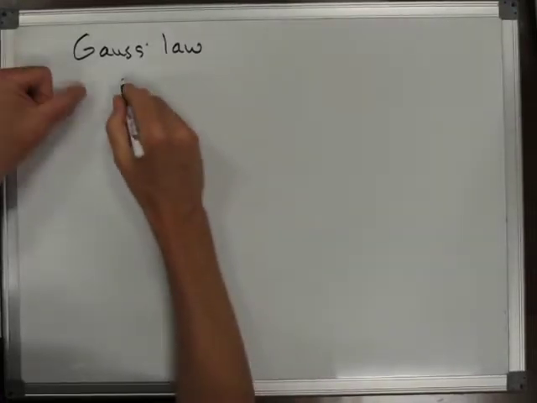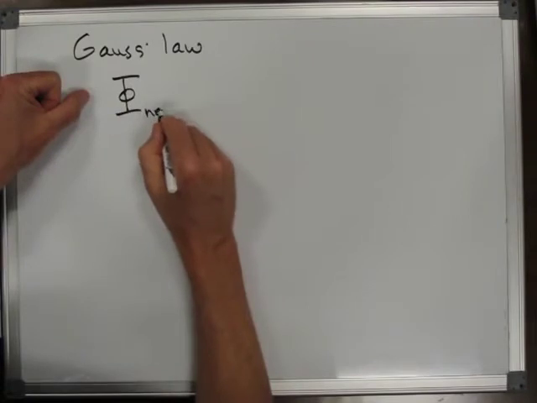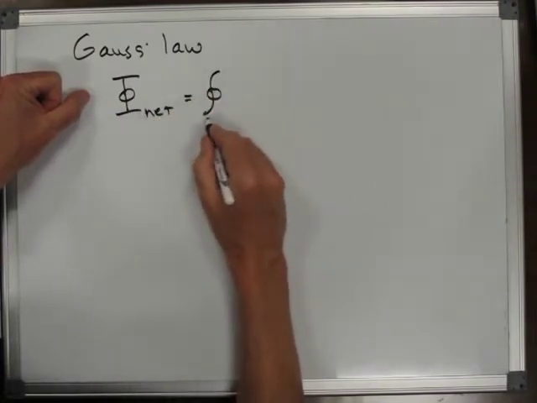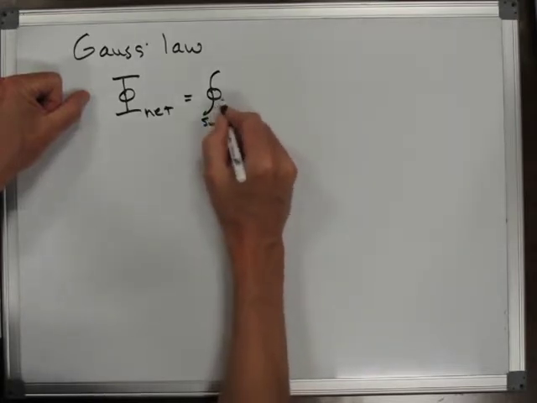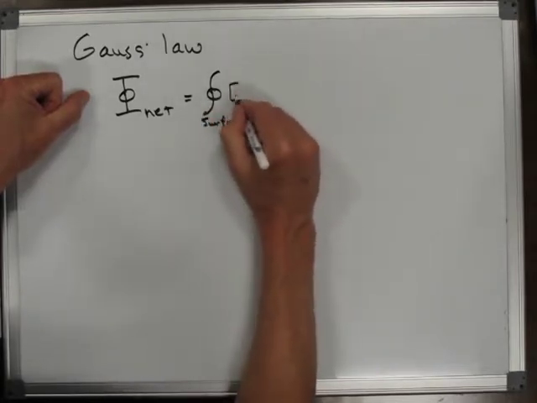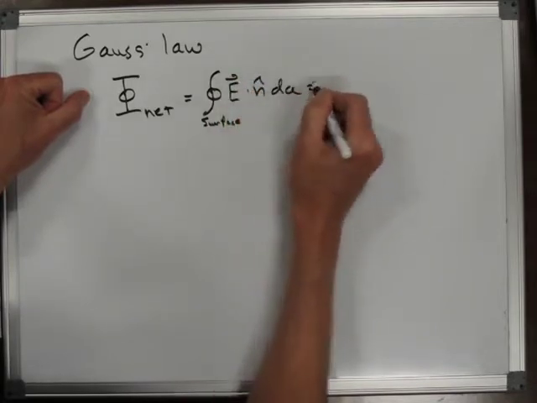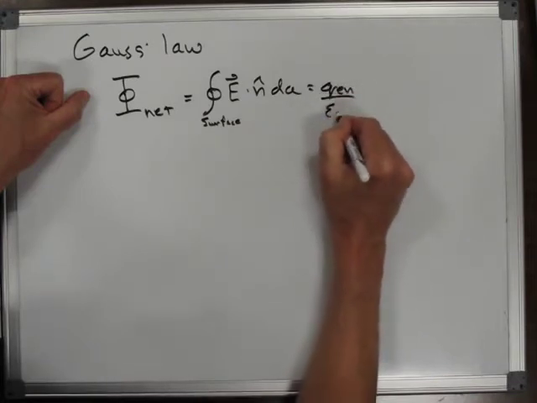So we're going to talk a little bit more about Gauss's law here. Gauss's law says the net flux through any surface is equal to the integral around a closed surface. If you want, we can put surface there, but it's really what that little loop means. E dot n hat dA is equal to Q enclosed over epsilon naught.